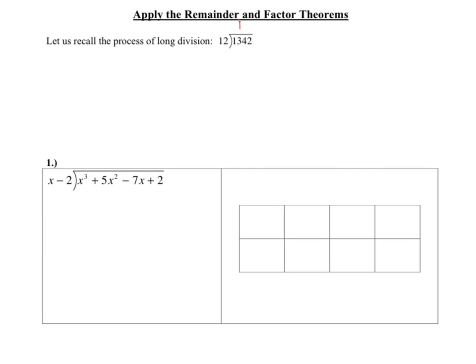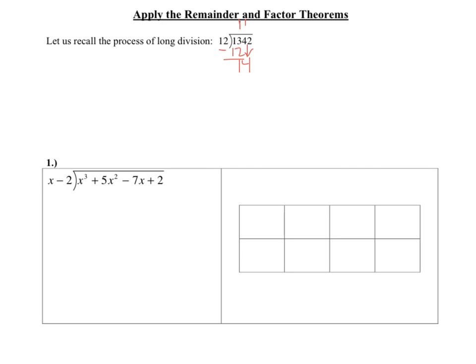And then I take that 1, I multiply it by the divisor, which is 12, and put it under the 13. So 1 times 12 is 12, and then I subtract. 13 take away 12 leaves me with 1. I'm going to bring down the 4. So now I'm thinking about how many times does 12 go into 14.